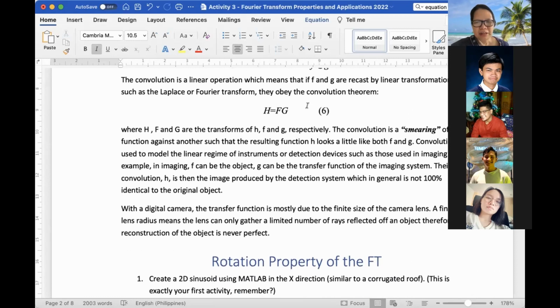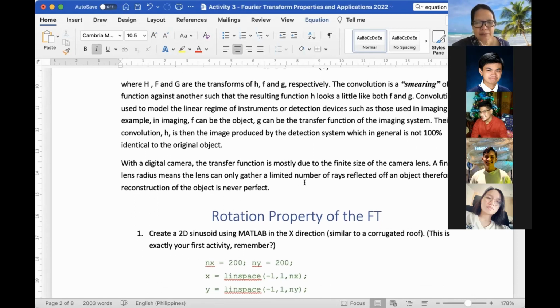Okay? So as I said, convolution is used to model the linear regime of instruments or detection devices, such as those used in imaging. For example, in imaging, F can be the object, G can be the transfer function or the point spread function of the imaging system. Their convolution, H, is then the image produced by the detection system, which in general is not 100% identical to the original object. Okay. So with the digital camera, the transfer function is mostly due to the finite size of the camera lens, and the finite lens radius means that the lens can only gather a limited number of rays reflected off an object. Therefore, the reconstruction of the object is never perfect.